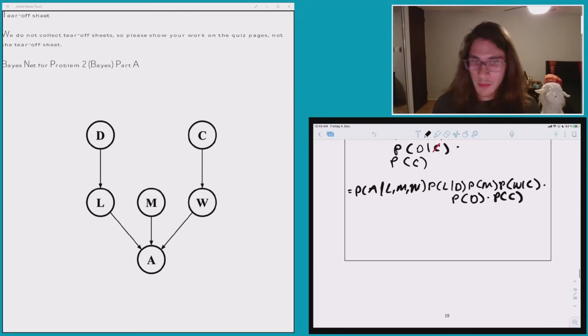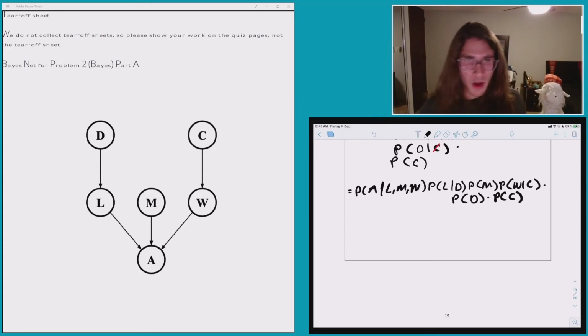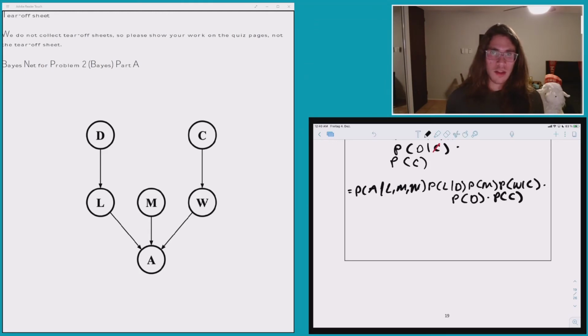And this is the Bayes net assumption in full force. There are other possible orderings that would yield similarly efficient expressions. This is just one of them. This is my favorite because it's fairly methodical in how I expand the chain rule.